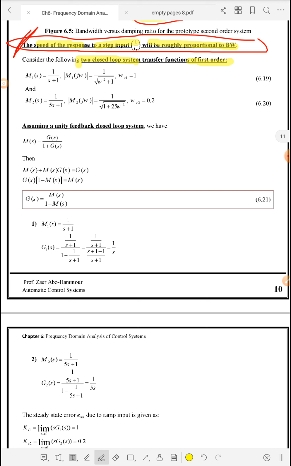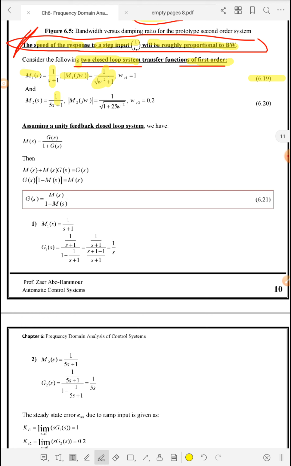In the first stage we will take two closed loop transfer functions, both of the first order. The first transfer function, M1, is first order. As we see, it has a single pole at s equal to -1, and this is the transfer function in the S domain. If we want to transfer it to the steady state frequency domain, we replace S by j omega, and we get the magnitude relationship as given in equation 6.90.